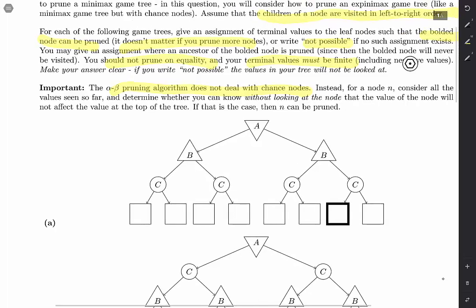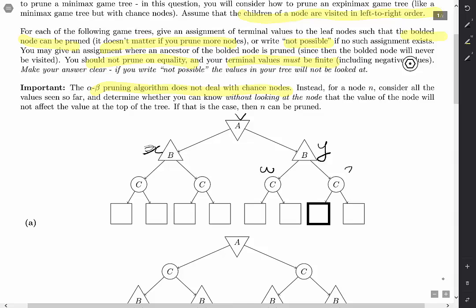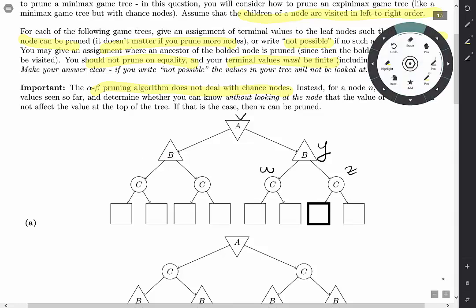Okay, so let's look at part A. In part A, I'm going to label some important values that we're going to need to keep track of. So say that the total value of the tree for A is going to be V. Since A is a minimizer, V would be the minimum value that A can get with this one ply look ahead. And I'm going to call this value for this B node X and the value here Y. Then I'm going to call this W and this Z. X, V, Y, W, and Z.